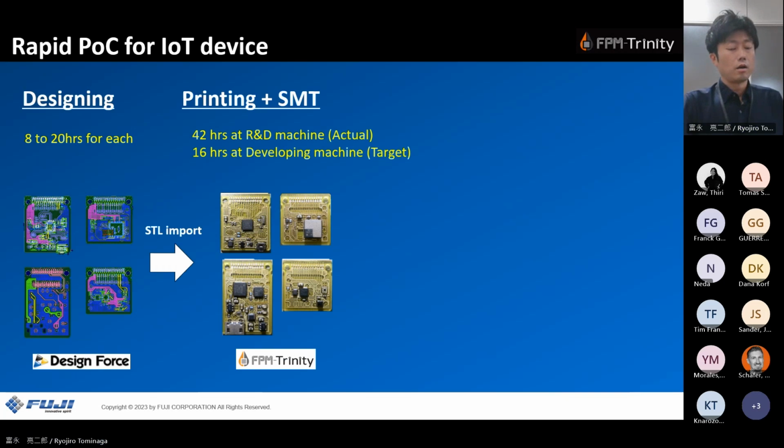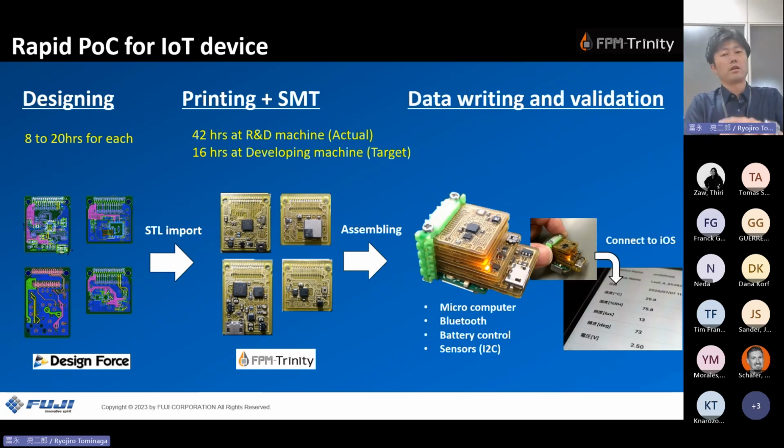And after the import of the data to the FM Trinity, our machine can manufacture every board within 42 hours, in case of the current machine. And our latest machine target is 60, so just 1 day. And after that, assembling every substrate and testing and checking the connection to the Apple iOS. So those head-to-tail validations for designing, manufacturing, and data writing and functional validation. In this demonstration, 4 days, just 4 days we took, very fast.